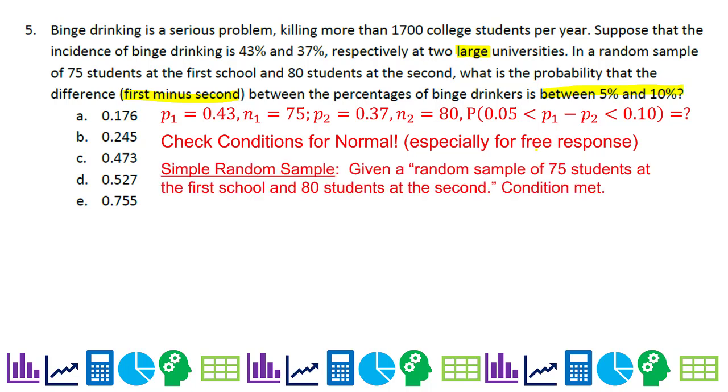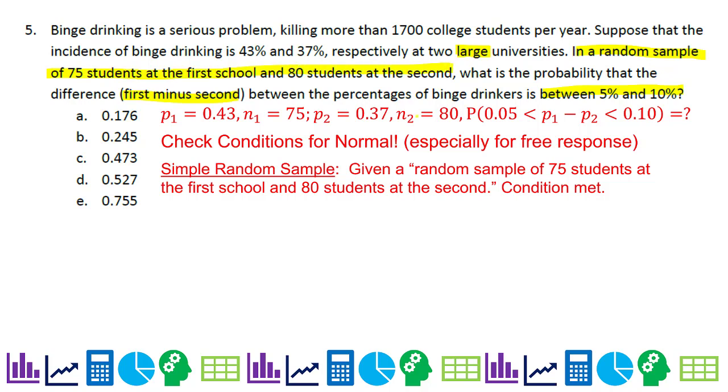So simple random sample, given a random sample of 75 students at the first school and 80 at the second. See right here? It says random sample. So that condition is met. So you just need to tell me that, okay, don't just say given and then done. Include some words and say the condition is met. You can copy it out of the thing.